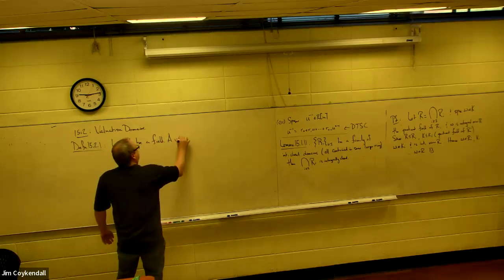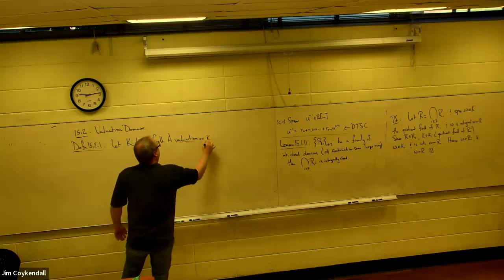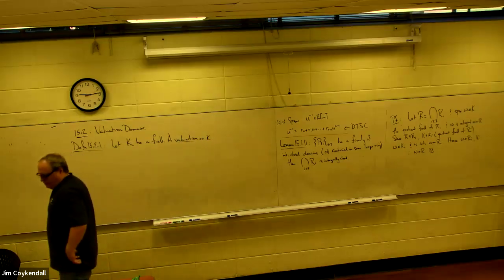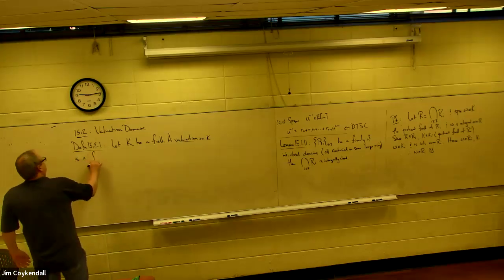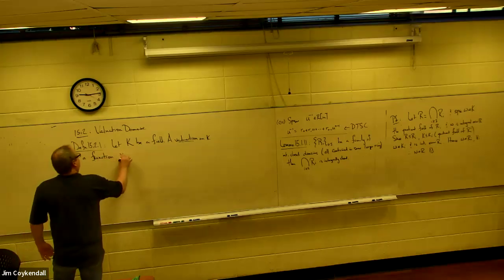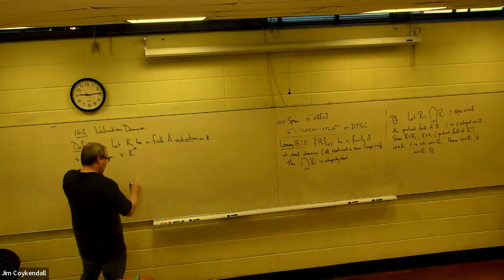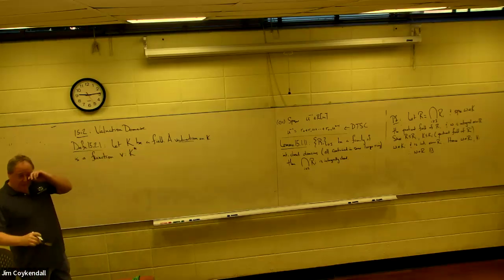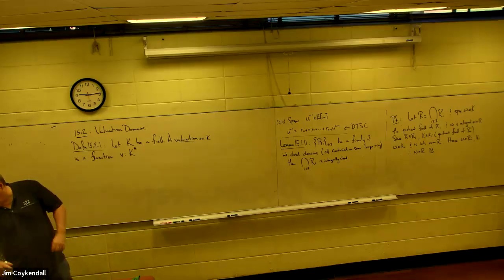A valuation on K is a function, I'll call it function V, from K star, and by K star I mean just the non-zero elements of K. The valuation may not be defined on zero.